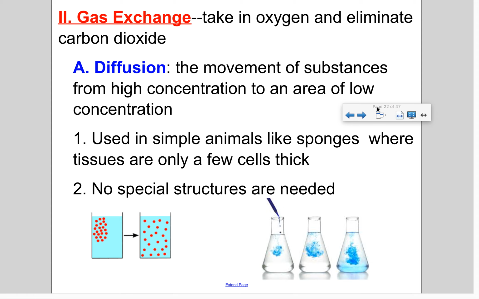So diffusion is used in simple animals like sponges, where tissues are just a few cells thick and they can do this diffusion very rapidly. No special structures are needed. There are some organisms that actually can breathe through their skin through the process of diffusion, like frogs. Frogs have lungs, but they can also breathe through their skin through diffusion.